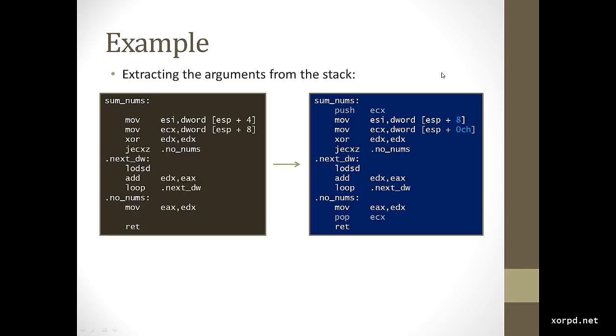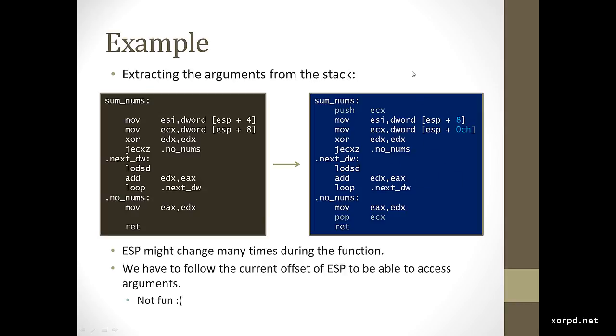Think about what would happen if we wanted to change more things with the stack. Maybe we wanted to push another register, or maybe we wanted to refer to those arguments in the middle of the function somewhere. Note that ESP might change many times during the function. For example, maybe we call more functions, or maybe we want to store some values, or maybe push and pop for some reason. If we are going to use this method of taking ESP plus an offset, we are going to have to follow the current offset of ESP to be able to access arguments.